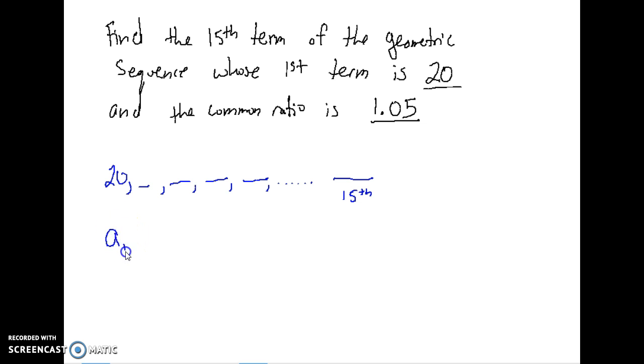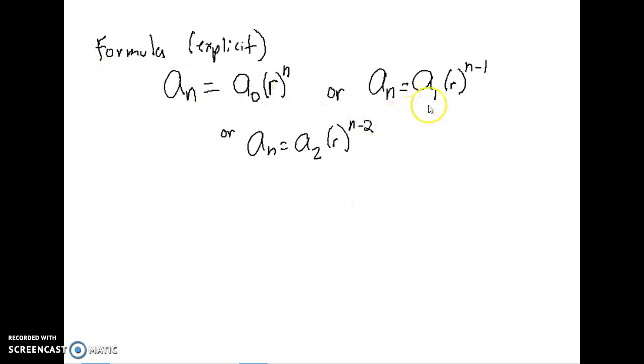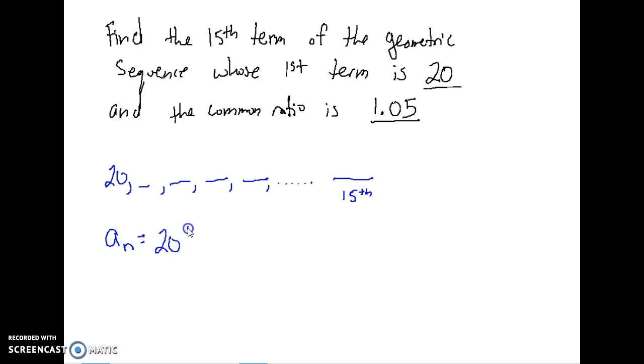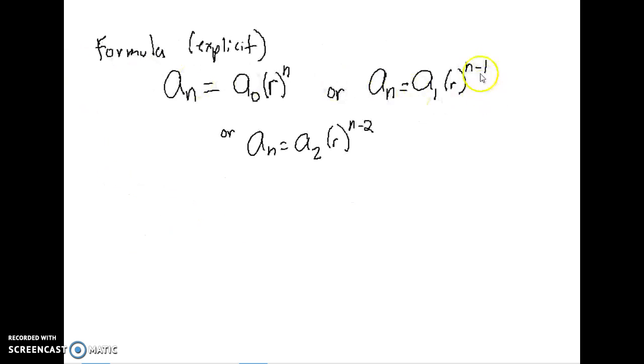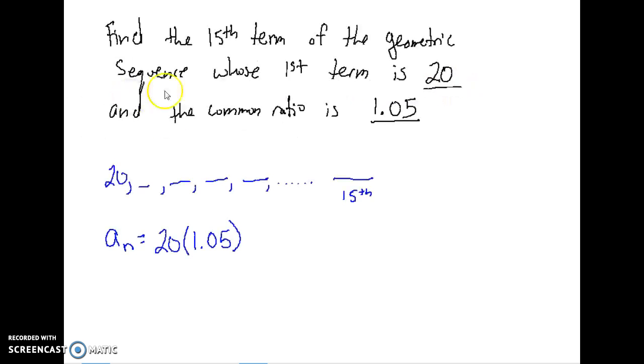Since I'm given my first term, I'm going to use that in my equation. So I'm actually going to use this modified formula. A of 1 is 20. I told you what the common ratio is, 1.05. And then remember, my exponent will be n minus 1 since I used the first term. So I want to find the 15th term, so it'll be 15 minus 1. Without a calculator, we can leave it as 20 times 1.05 to the power of 14, right? And technically, instead of a of n, we should say a of 15. So let's be exact. But let's actually use our calculator.